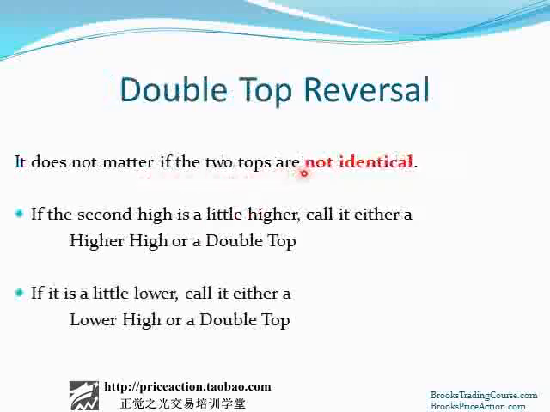It does not matter that the two tops in a double top reversal are not identical. Sometimes the second high is a little higher, and you can call it a higher high or a double top, doesn't matter. If it's a little lower, you can call it a lower high or a double top. Again, it doesn't matter. The idea is the same. The market's making two attempts to go up. It doesn't matter whether the second attempt is above or at or below the first attempt. The process is the same.